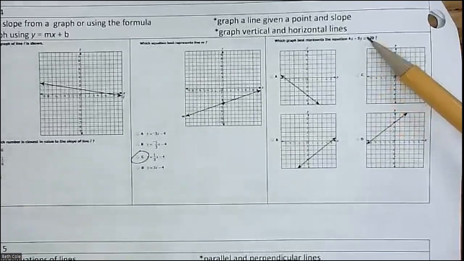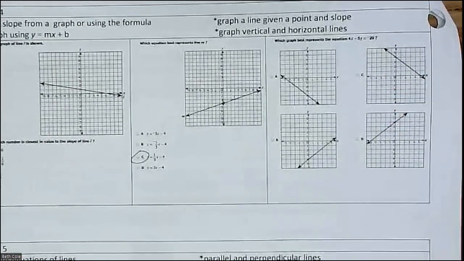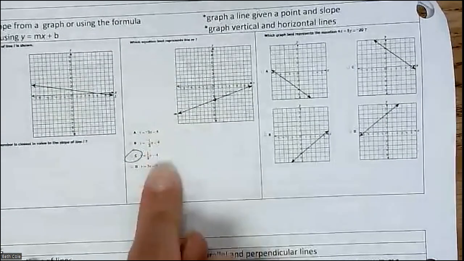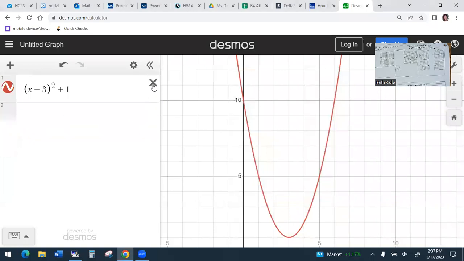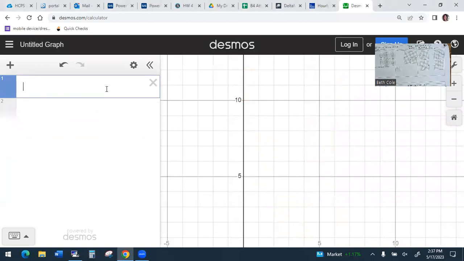Which graph represents this? Now there's only one equation, so I'm just gonna go ahead and type it in. Like here, I would have had to type all those in, and you can do that. The SOL is not timed. You take as long as you need, okay? But I'm just gonna type this in. 4x plus 5y equals negative 20.